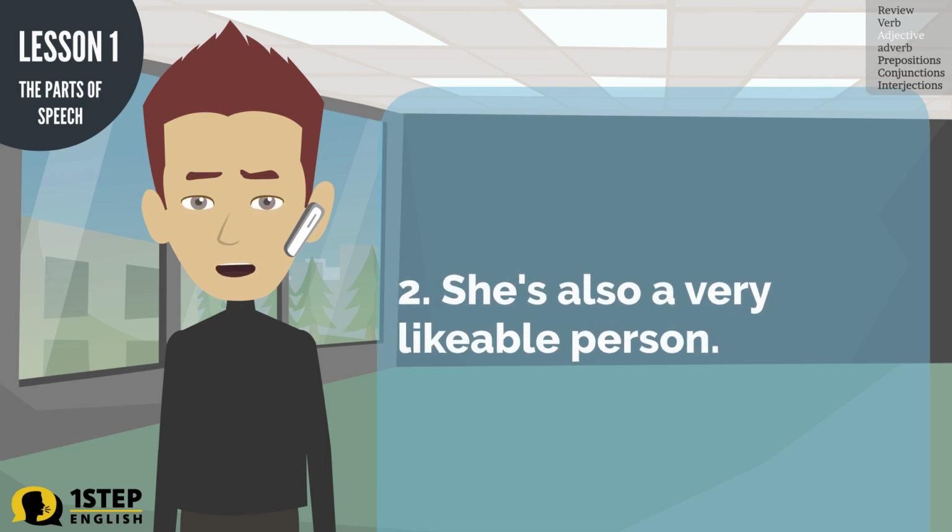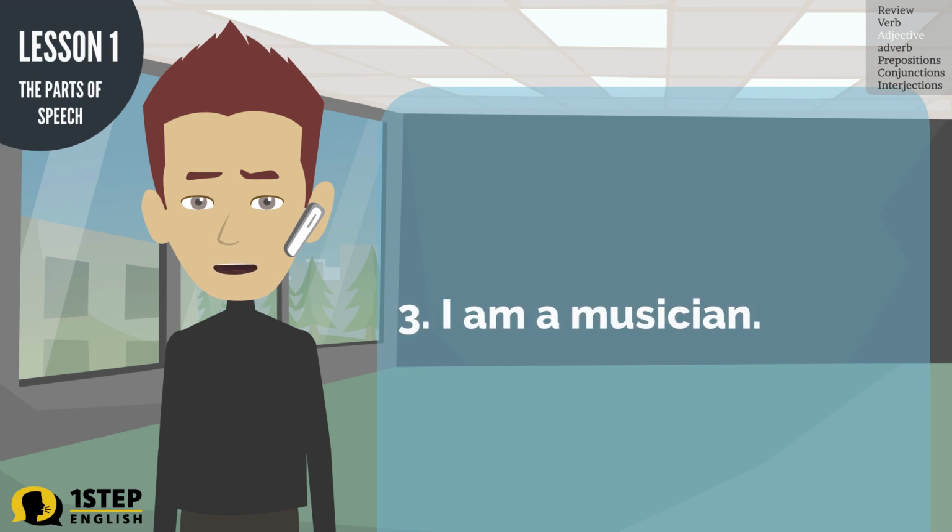2. She's also a very likable person. Likable. The word likable describes person. She's also a very likable person. 3. I am a musician. There is no adjective in this sentence. Even though the word musician tells us something about I, it is still a noun naming a thing.